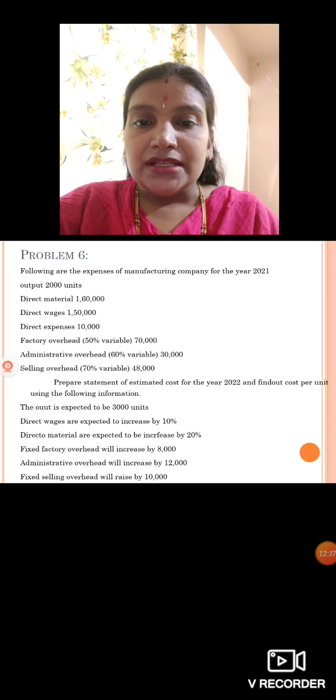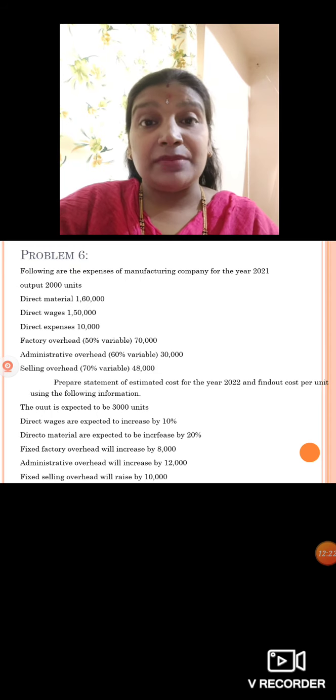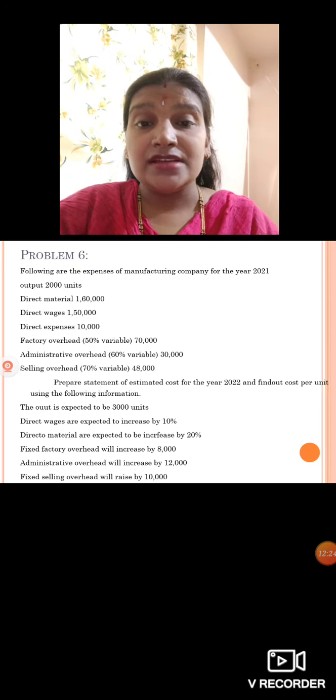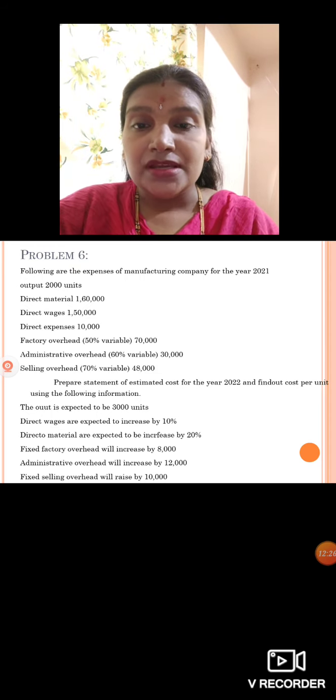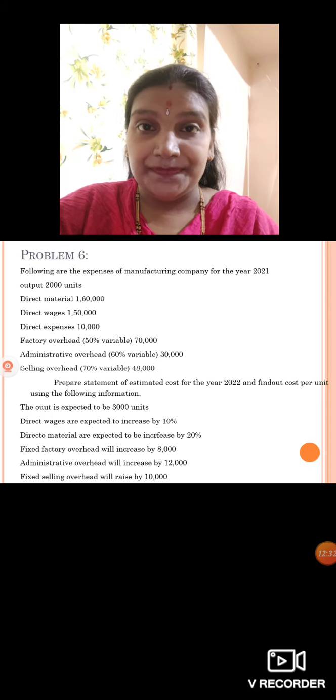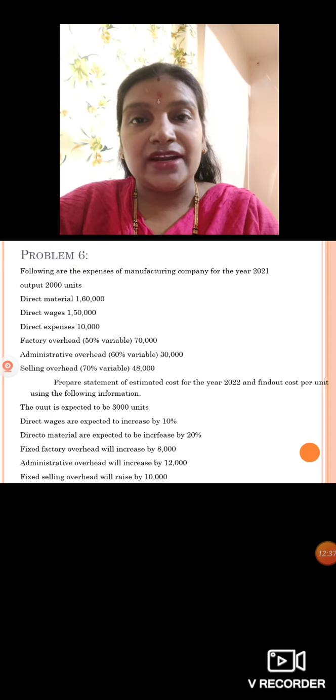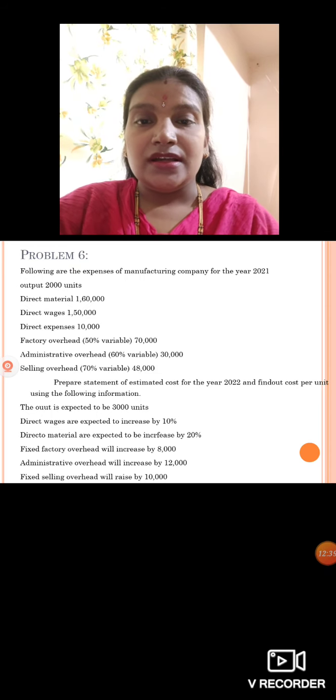Then direct material is expected to increase by 20%. Direct material also increases here, it is 20%. Okay. Then factory overhead will increase by 8,000. Fixed factory overhead is increasing by 8,000 rupees here. Okay, for fixed factory overhead you should add 8,000. Then you should write the total. Then you have to divide it by 3000 tons.